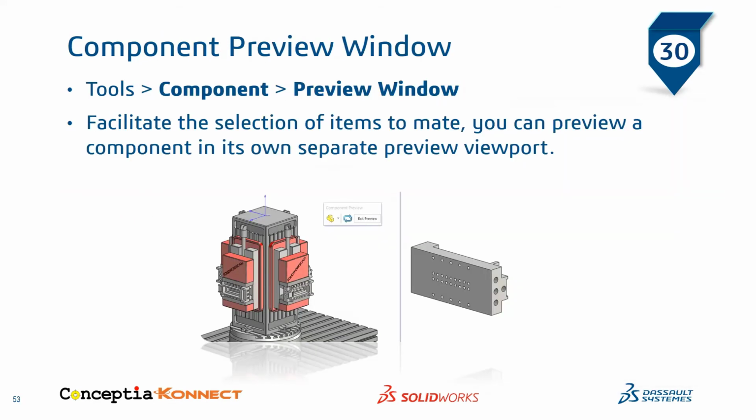Number 30. Component preview window. Under Tools, Component, select the option Preview window. When it is difficult to select a part in a large or complex assembly, use this option, which displays a separate viewport of the part, and it helps the user to select the items to mate.